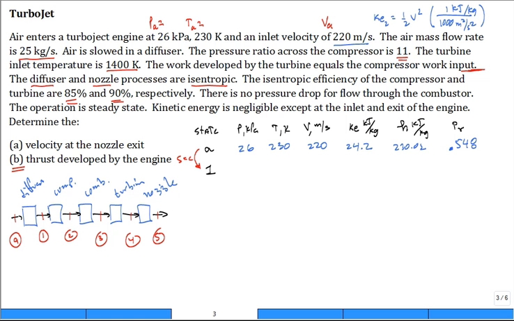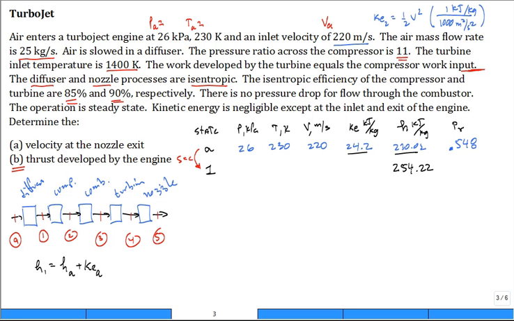I want to do an energy balance first. If you do an energy balance first, what is the enthalpy at 1? Is that equal to the enthalpy at A plus the kinetic energy at A, from an energy balance? So we take this enthalpy and that enthalpy. Now we know the enthalpy at 1, it's 254.22.